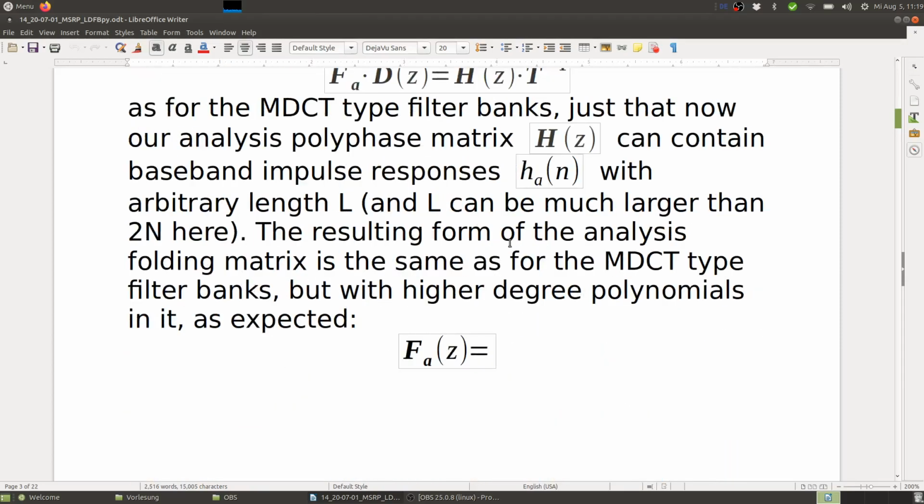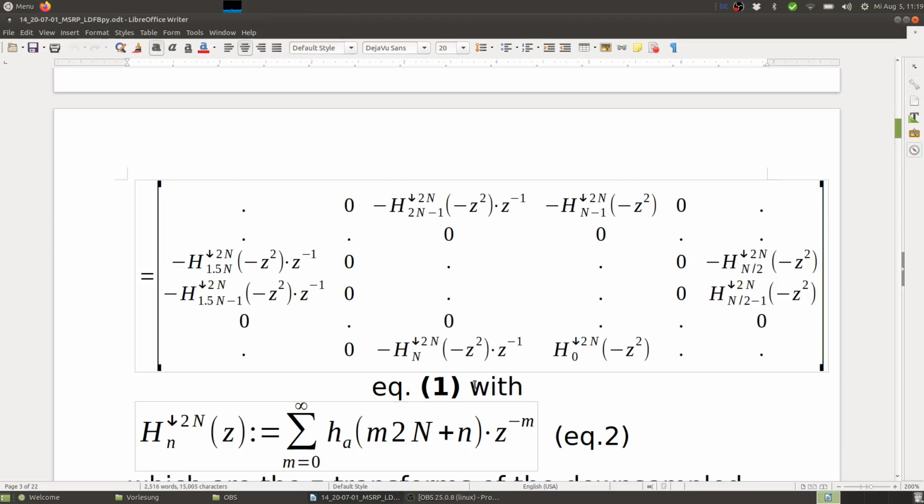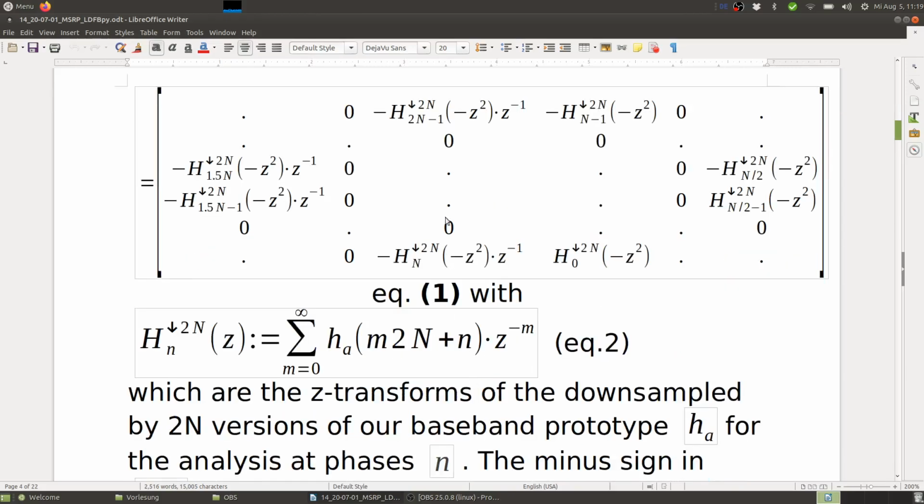The result from the analysis folding matrix is the same as for the MDCT type filter banks, but with higher degree polynomials in it, as expected. So again we get this folding or filter matrix Fa of Z, which has this diamond shape, but now we see it has polynomials of higher order.